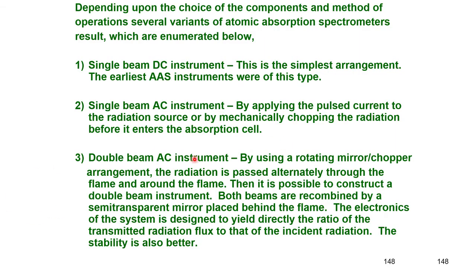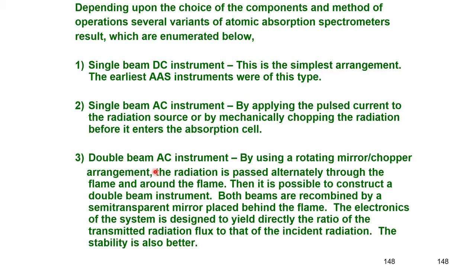Then I can have a double beam AC instrument, that is, you split the radiation coming from the hollow cathode lamp in two. One, you make it pass through the sample, another simultaneously without the sample. So, what happens?